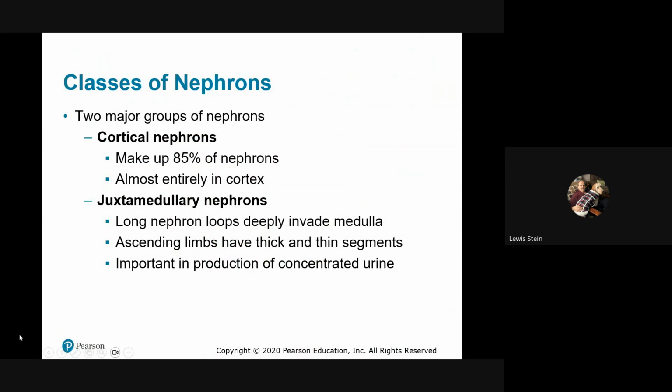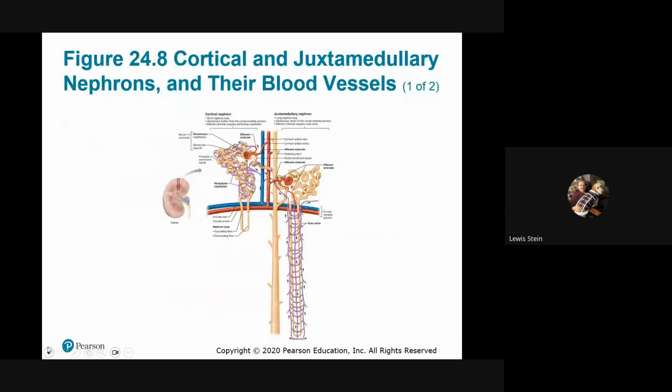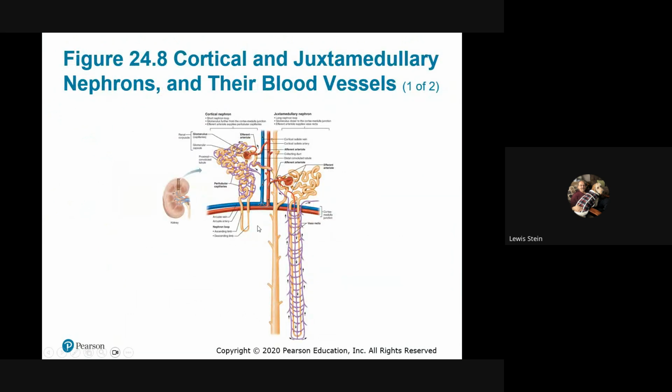85% of these are located in the cortex out here. About 15% of those nephrons are located right next to the medulla. These do most of the processing: bring back sodium, bring back glucose, bring back this amino acid, get rid of this toxin, get rid of this potassium. These are all about water, reclaiming water to concentrate the urine. So here's what they look like.